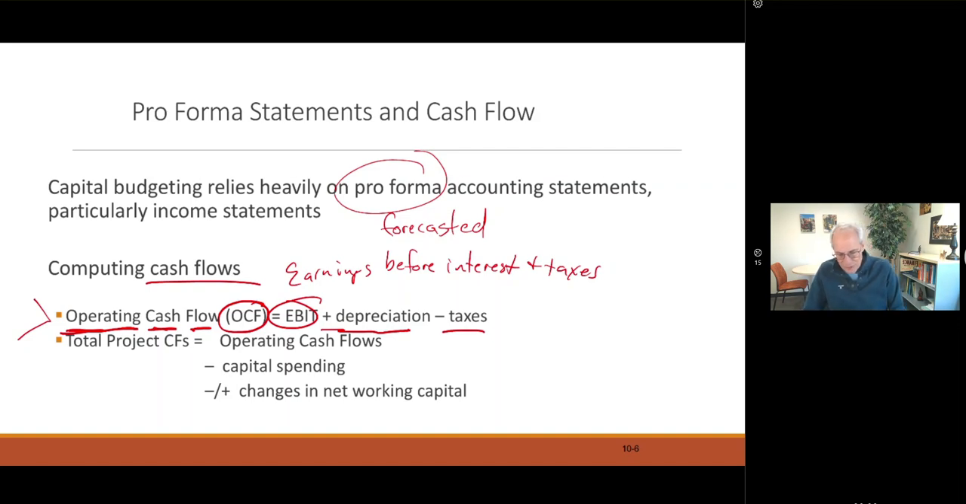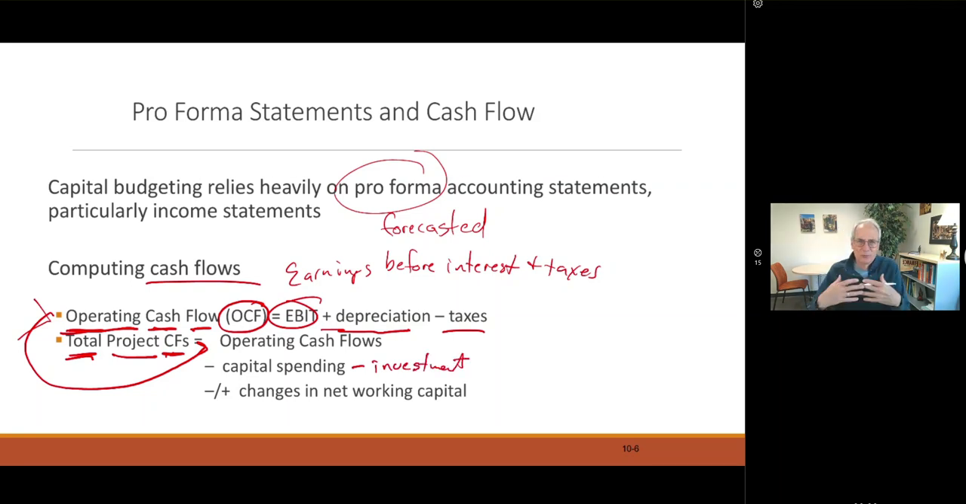Okay. So total project cash flows, CF cash flows, we're going to take this number up here, operating cash flows, and then we're going to subtract capital spending. So capital spending is kind of like another way of saying the investment. What's it going to cost to start this project? Okay. So we're going to say, here's our cash flows. We're going to subtract what it's going to cost to get into it, and then we're going to add or subtract any changes in net working capital. So we'll go through an example of all of this.